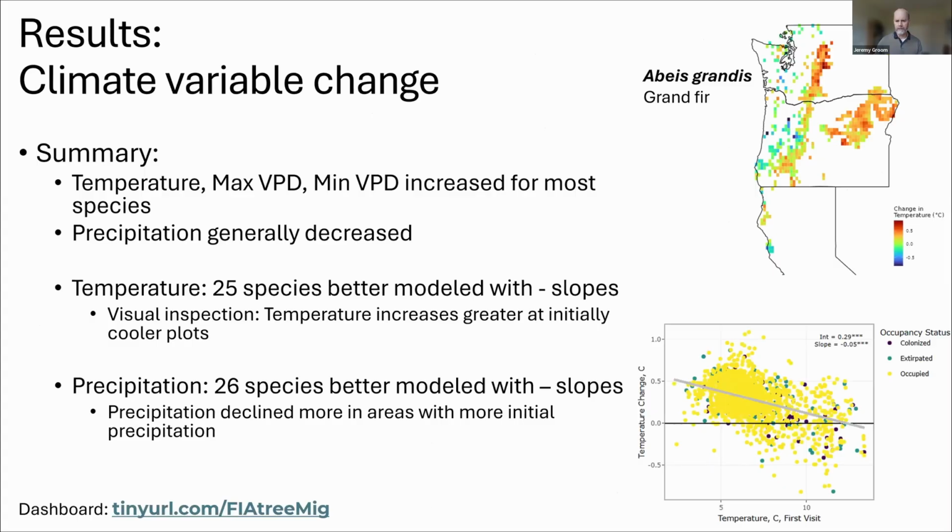As far as the climate variable went, and these figures are from the dashboard, it looked like temperature and maximum and minimum vapor pressure deficit generally increased, and precipitation generally decreased. For temperature, 25 species were better modeled with negative slopes. By visual inspection, it just appears that temperature increases were greater at initially cooler plots. And for precipitation, 26 species were better modeled with negative slopes as well. And precipitation declined most in areas with more initial precipitation.